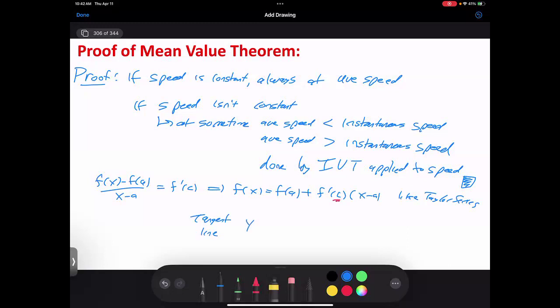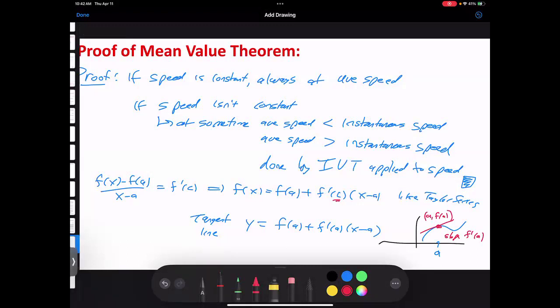It's dangerous, recalling these concepts, but the tangent line is y equals f of a plus f prime of a times x minus a. And so if this is my function, and here's my point a, then this would be the tangent line. It would be going through the point a comma f of a with slope f prime of a. So the mean value theorem is actually pretty close to the tangent line. It's just we don't know what point we should be evaluating things at.